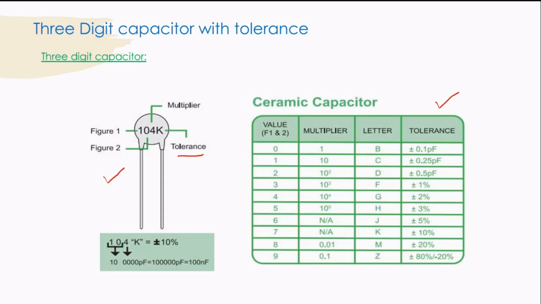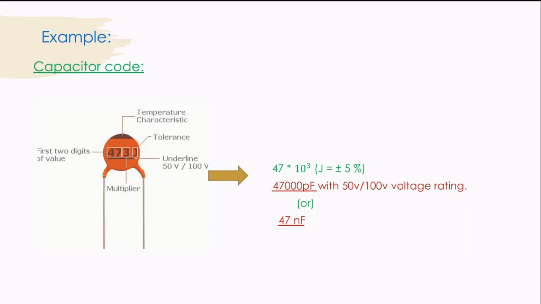Now if we want to calculate the value of this capacitor, the value of the capacitance is 100 nanofarads. Next, let us see an example for it. Now if you see here, the value written on the capacitor is 473J.